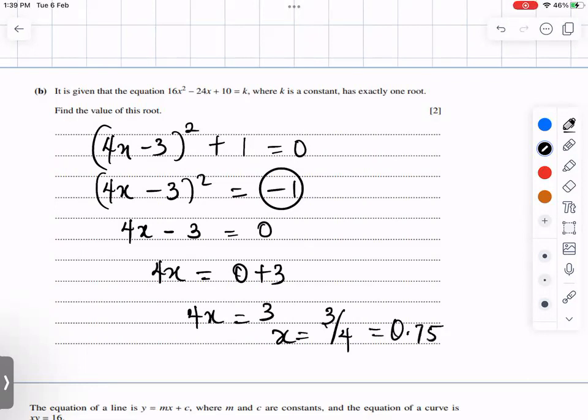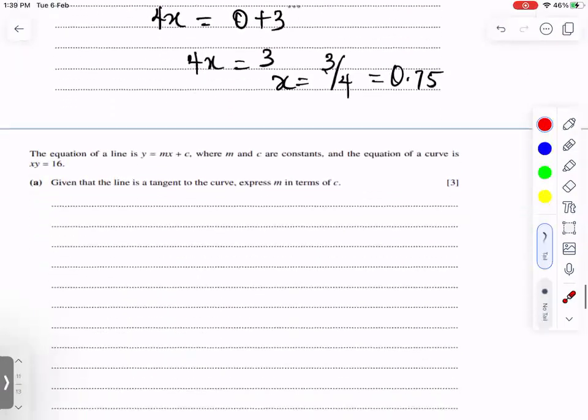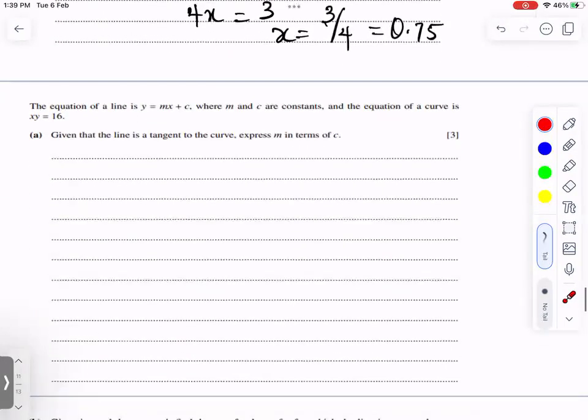So this is where k is a constant and it has exactly one root. So we are finding the value of this because using this equation, there's no root for minus 1. So we have this as the answer for the solution to this question. And then let's move ahead. We have more questions to solve. There are more past papers. Please find as much as you can to solve on your own.